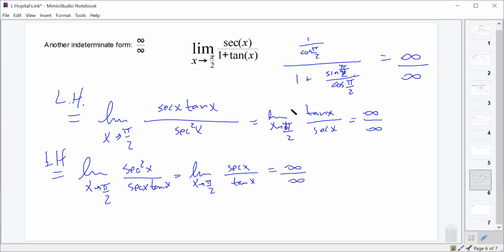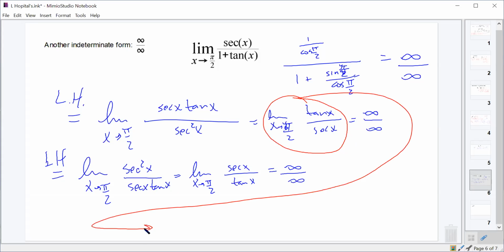So maybe we need to do something else with it at this point. Right, because otherwise it's just turning into an infinite loop, isn't it? You guys see that that was going to just cycle around and around and around? Okay. So how can I rewrite tangent x over secant x?